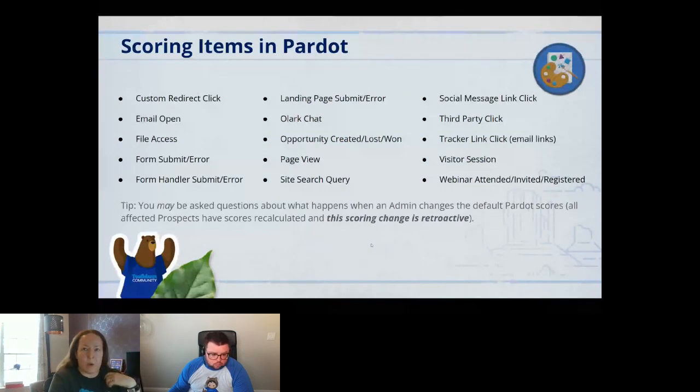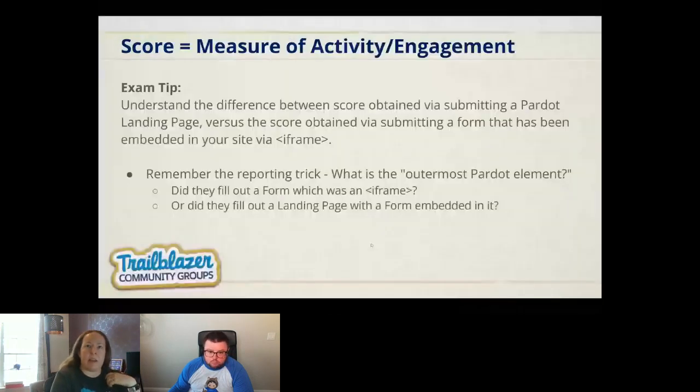And then when it comes to understanding, like, I'm changing the score on a landing page, but I'm not changing the score on a Pardot form. If you remember last week, I talked about reporting and I said, know what's going to change. What is your outermost Pardot element? If it's a Pardot form that's iframed onto your website, what's the outermost Pardot element? Well, it's embedded in your website, but that's not a Pardot thing. So the form is where the reporting happens.